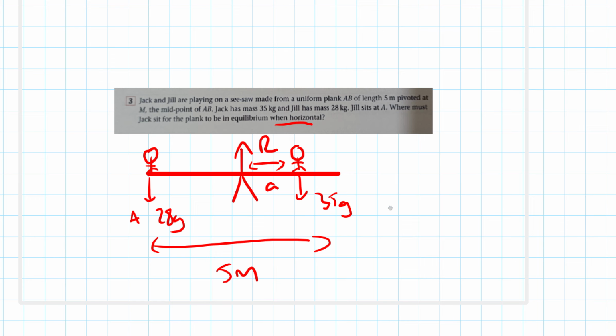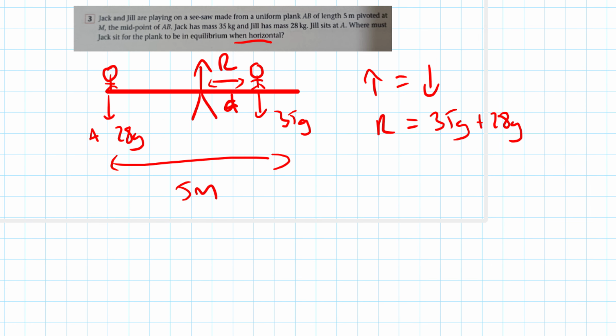Okay, so again, it's in equilibrium, so we know up is equal to down. The upwards force is R, and the downwards forces are 35G plus 28G. But do we need that? Doesn't help us yet because we want to find this distance here, a, or little a, or we can change that to a D. So D is our distance from the centre of the plank.